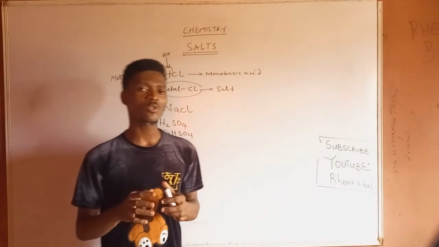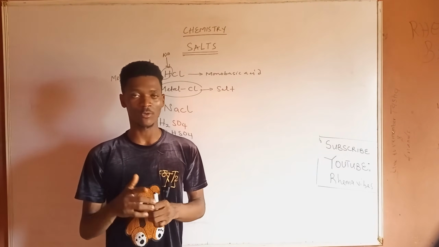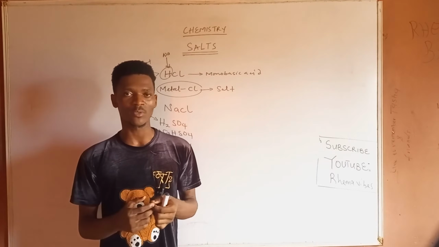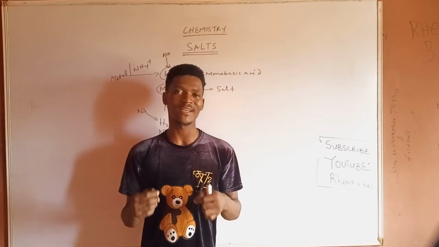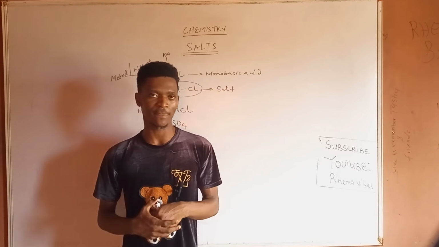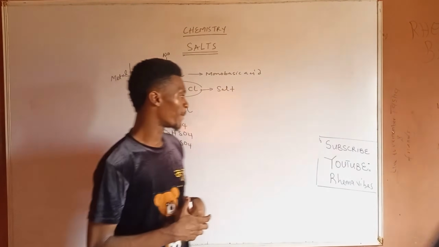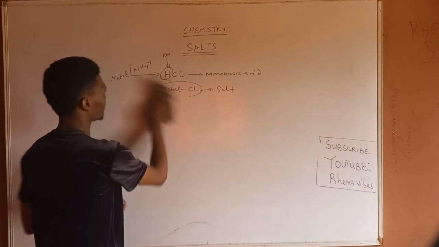And again, salt solutions usually have the ability to conduct electricity. Of course, going by ionic compounds, whenever they are dissolved in water, they have the tendency to act as good electrolytes, meaning they are able to conduct electricity. Alright? So now, let's see the types of salt without wasting much time.